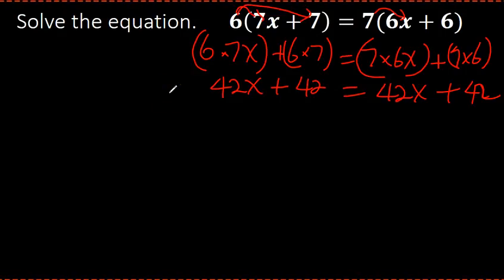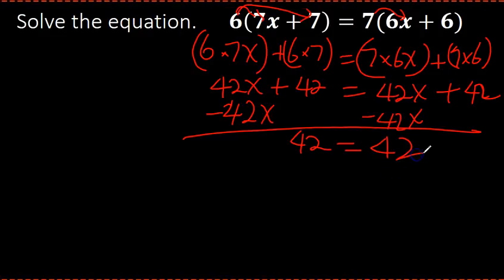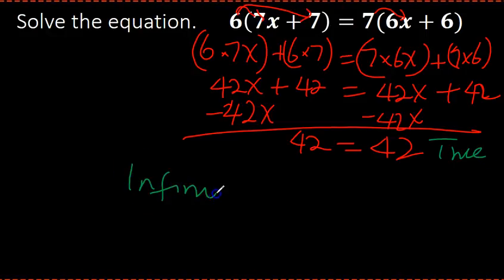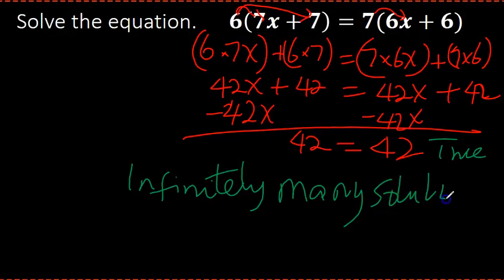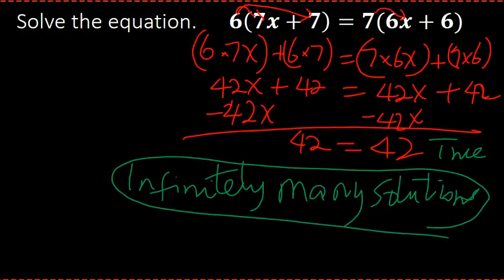So we can already tell that there will be infinitely many solutions, but we can go ahead and finish solving this. If we subtract 42x from both sides, this becomes 0 and this also becomes 0. So 42 equals 42. There's no variable to solve for, but is this statement true or false? It is true. Because 42 equals 42, there are infinitely many solutions. Any number you put in for x that works for the left side will work for the right side also. Any number would make it true. Okay, that's it. Hope you get that. Good luck.